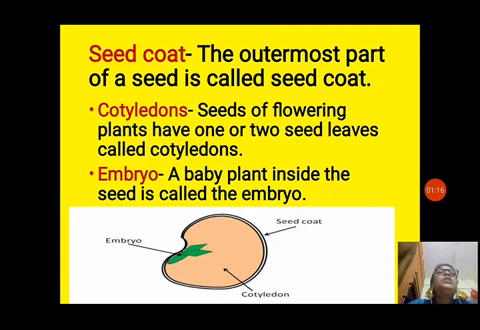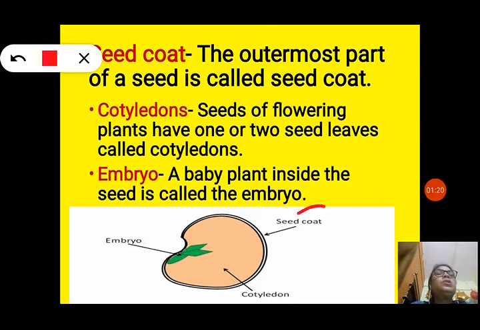So dispersal is very important so that all the seeds can get proper environmental conditions to grow. Next we will see about seed coat. You can see in the picture also, there is seed coat shown in the picture. Here is seed coat. So the outermost part of a seed is called seed coat.